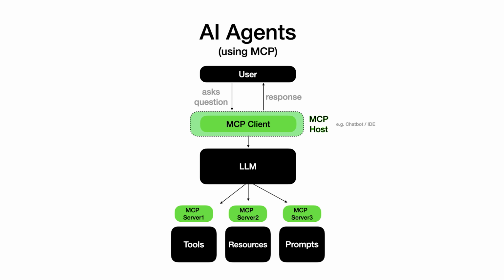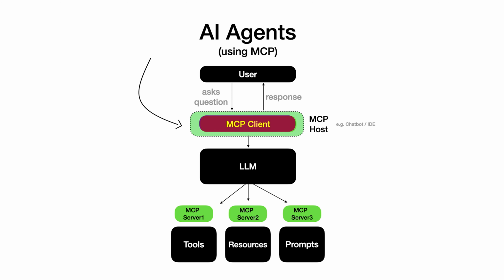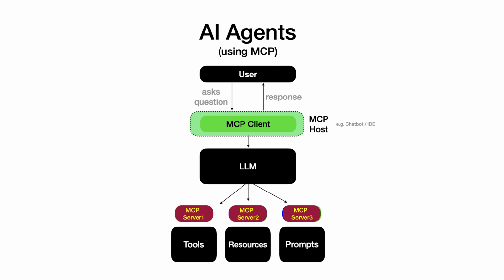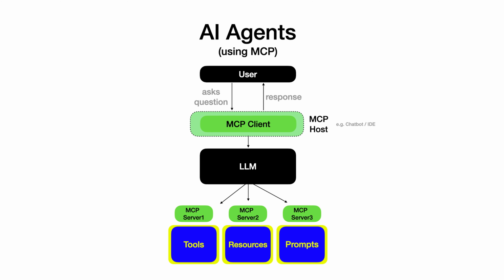Let's look at a few core components of the MCP. The MCP host is the AI program like chatbot or IDE that wants to access data or perform an action. There can be multiple MCP clients within the MCP host. Each MCP client maintains a one-to-one relationship with an MCP server. MCP servers are basically programs to connect to and expose the tools, resources, or prompts.